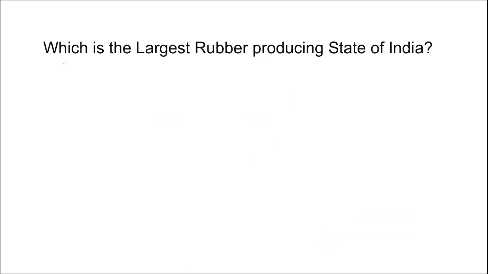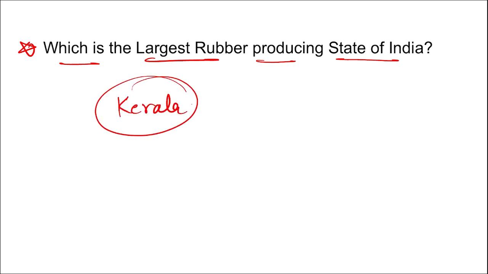Alright, next, which is the largest rubber producing state of India? Important question, mark this. Largest rubber producing. Which is the state that is famously known for spices in ancient history? It is your Kerala. So Kerala is also the state that is the largest rubber producing state of India. Mark this, highly important question.